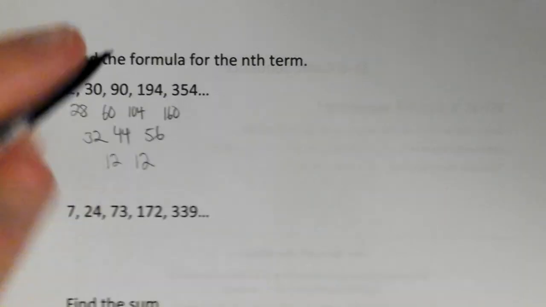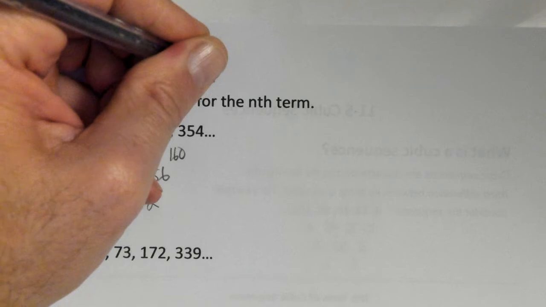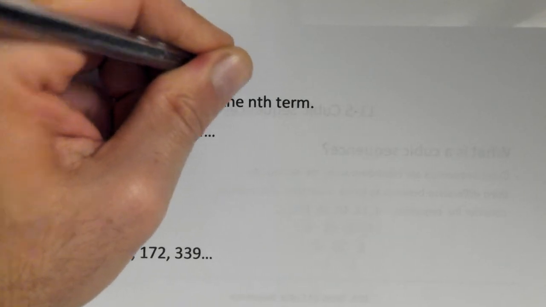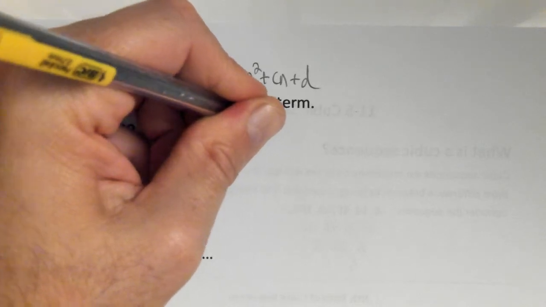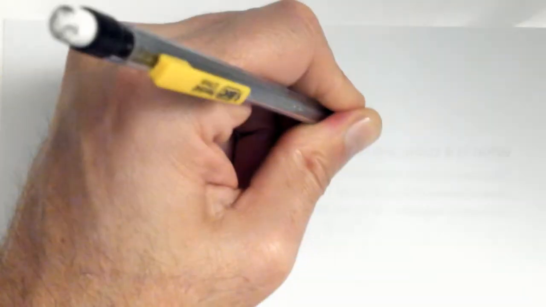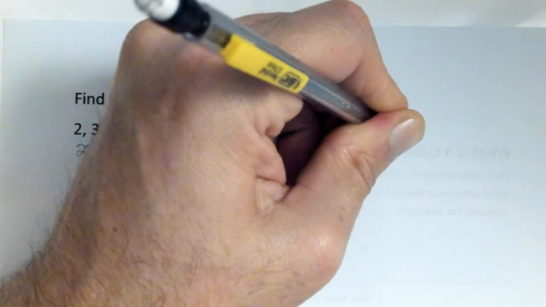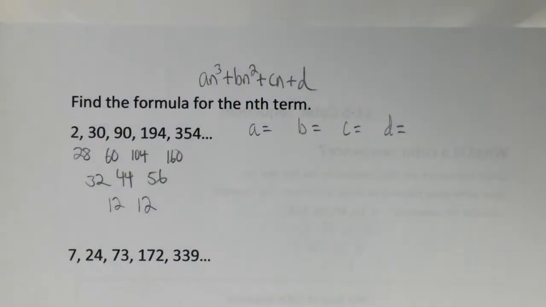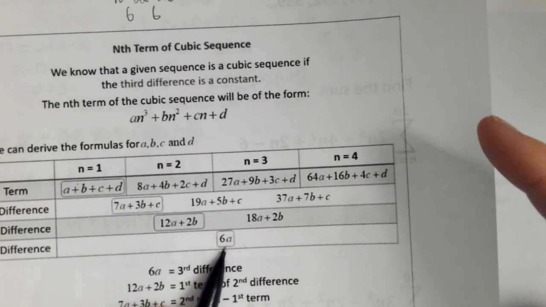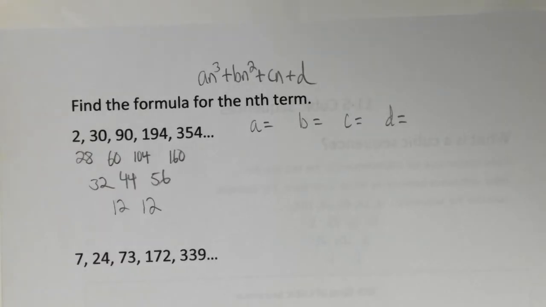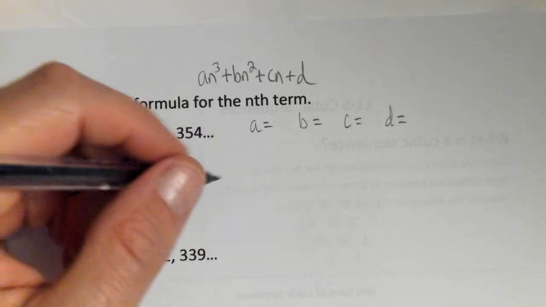Let's go ahead and solve for the things we want to solve for. Remember, this is the general form: A n to the third plus B n squared plus C n plus D. We want to find the values for A, B, C, and D. Remember, the third difference is 6A, and so I can now write 6A is equal to 12.